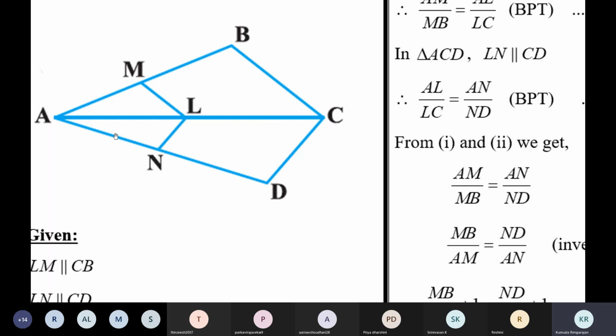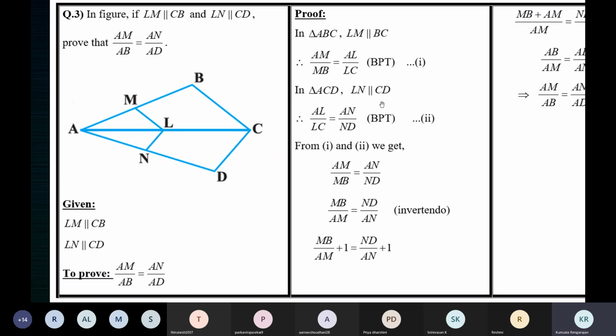Now you can see it's very easy to make out. This side AC is common to both the triangles. So this ratio AL by LC you would have gotten in both proportions, because the side AC is common to both the triangles. And that's how we can compare. So on comparing these two proportions, we have a new proportion, AM by MB is equal to AN by ND.